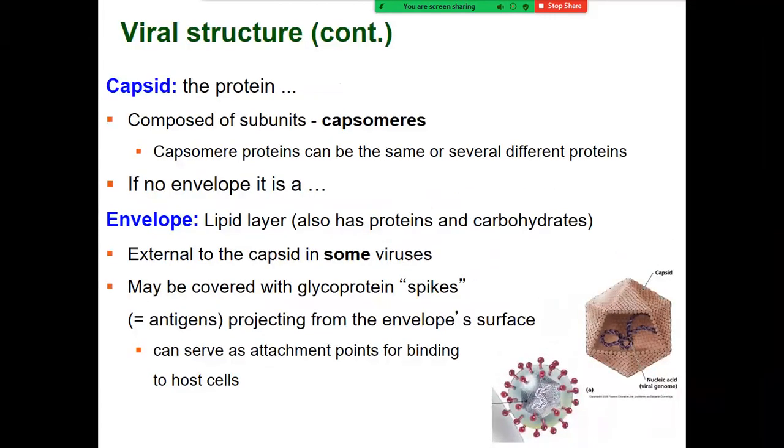Now the spikes are usually glycoproteins, meaning they're more than just proteins. They're usually glycoproteins. All right, any question about viral structure so far?